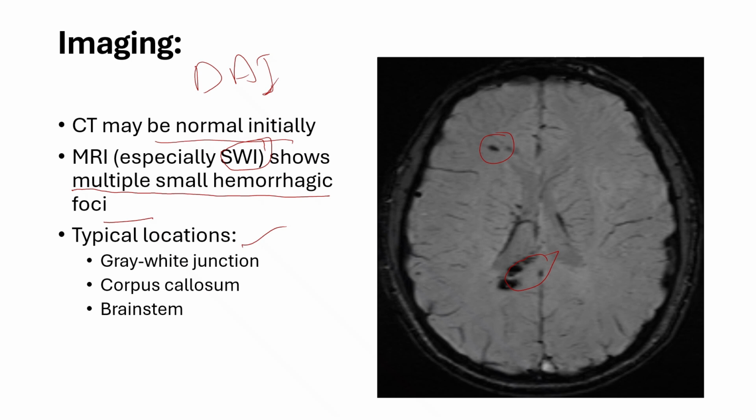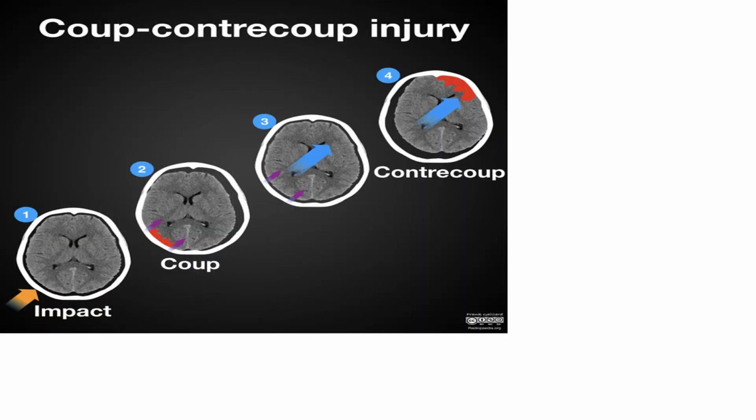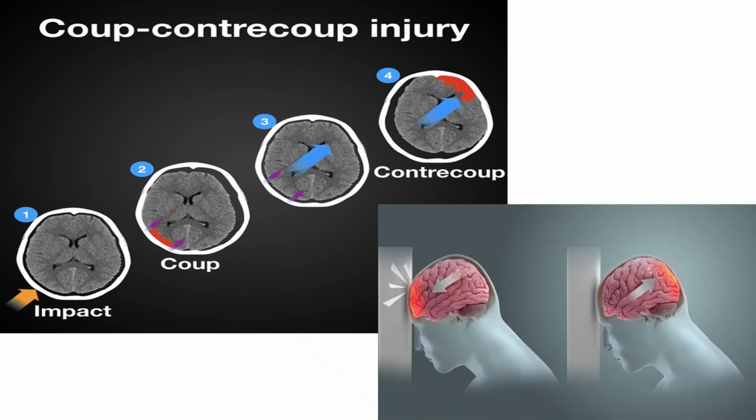diffuse axonal injury. In trauma, there is injury of the brain due to direct impact over the brain parenchyma, but there is a special type of finding that we sometimes miss in brain trauma, that is the coup or contrecoup injury. So what is the coup and what is the contrecoup? Coup is the site of direct impact. As we can see here, this is the direct impact.